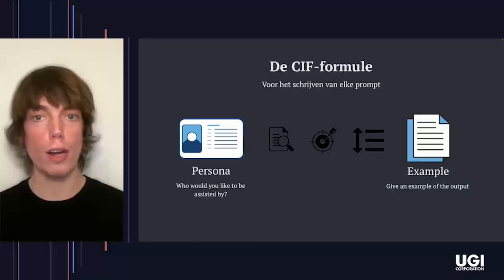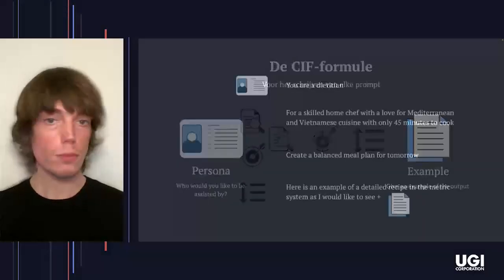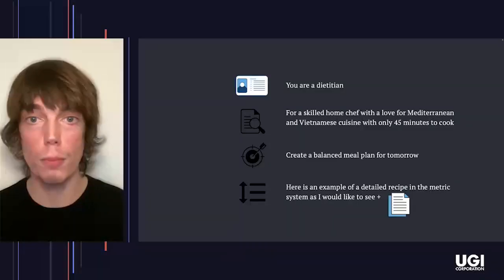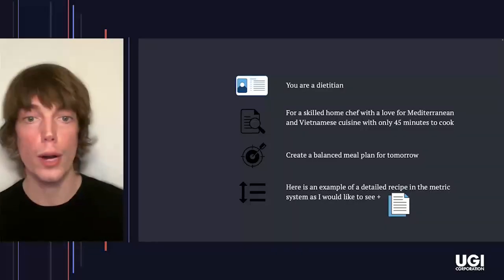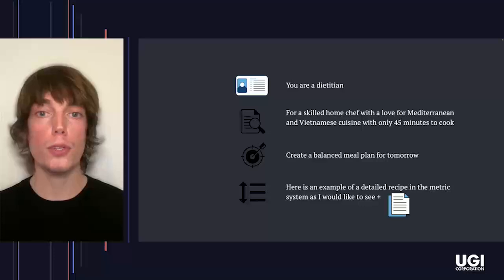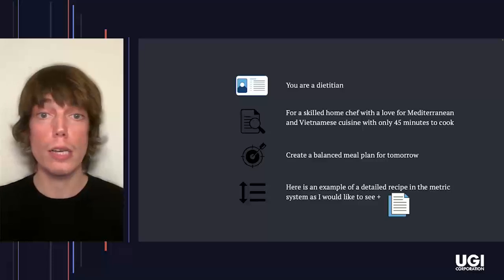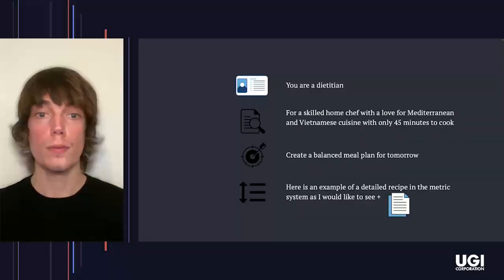Examples are incredibly powerful, which means we can reframe this in the sense that I want a dietitian to help me so that it's a more healthy meal when I plan it. And I can even input an example of a detailed recipe for the metric system, because I myself don't know what a cup is or any of the other instances of measure.